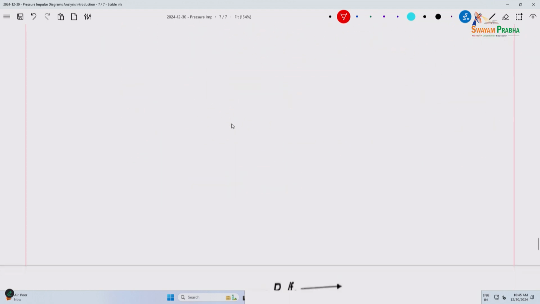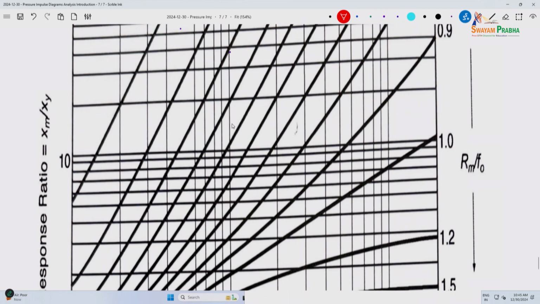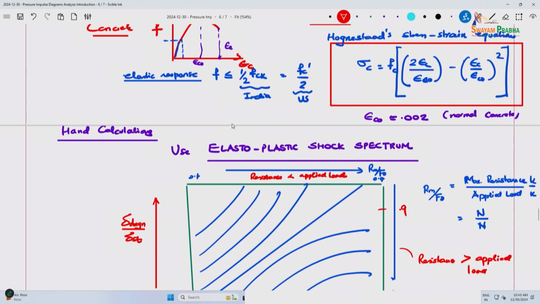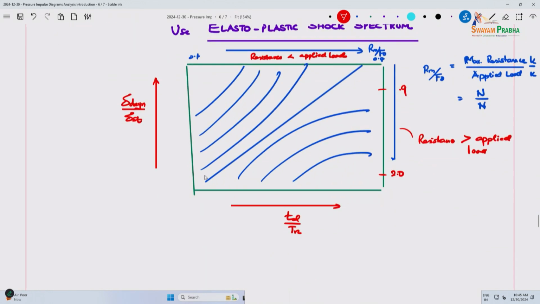Let's look at the numbers. It's a log scale. This is 1, 10 and 100. So the ratios jump. In the previous case, what was the maximum ratio? 1.7, right, for a triangular load. So here the ratios jump from 0 to 100, and there are some other curves I'll show you. So we can use this.